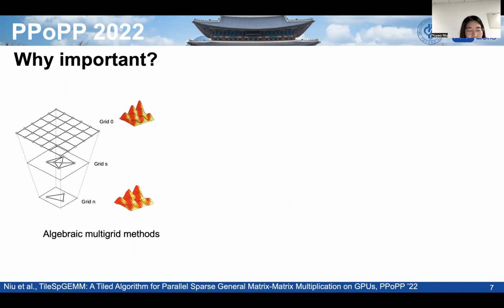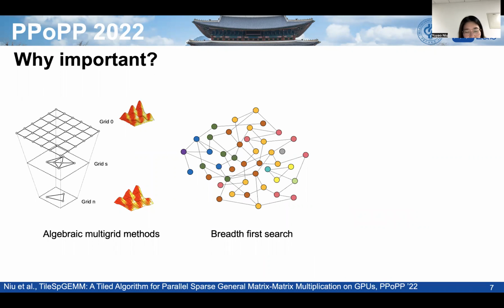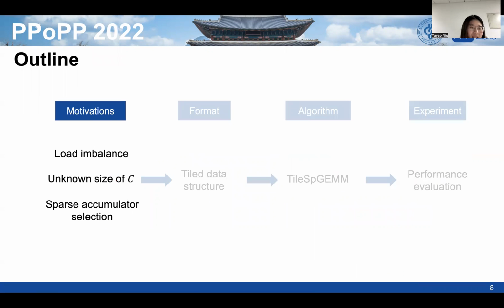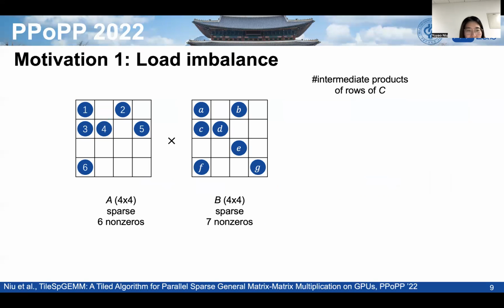SpGEMM is a key kernel in third level Sparse BLAS and has a wide range of applications, such as algebraic multigrid methods in sparse linear solvers, breadth first search in graph processing, and deep neural networks in machine learning. However, despite lots of effort in the optimization of SpGEMM, there are three performance issues that the row-row style method inherently has. The first one is load imbalance.